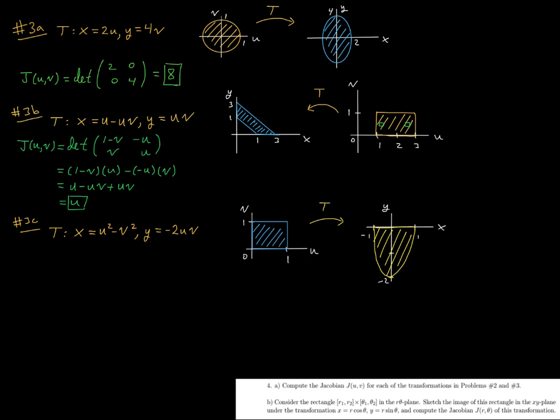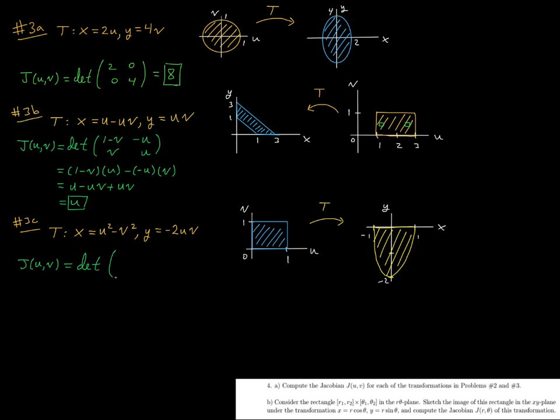So we have non-uniform area distortion for this map. And this u is the expression that tells us what that distortion is. Okay, so now lastly, 3c.